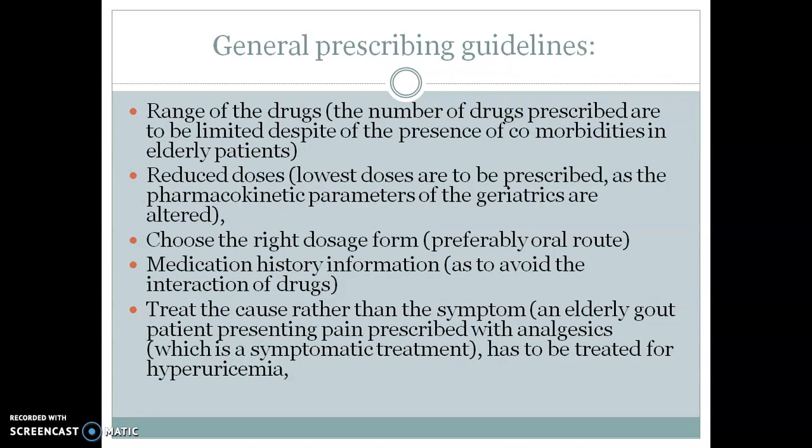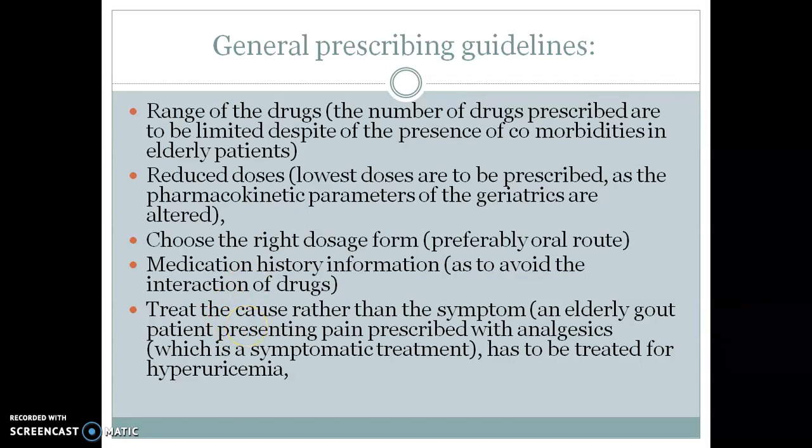Now let us move to the guidelines in the geriatric population. The number of drugs prescribed is to be limited despite the presence of comorbidities in elderly patients. Comorbidities are very high in the geriatric population; they may have two or three disorders, like hypertension associated with diabetes mellitus, or conditions like dyslipidemia. Reduced, lowest doses are to be prescribed as the pharmacokinetic parameters of geriatrics are altered. Choose the right dosage form; preferably the oral route is the best one. Take the medication history to avoid drug interactions.